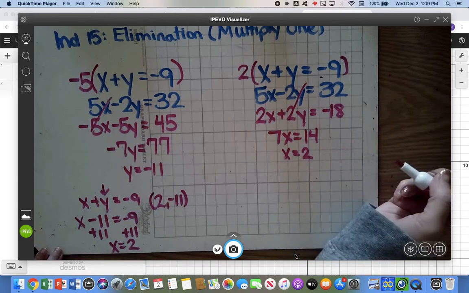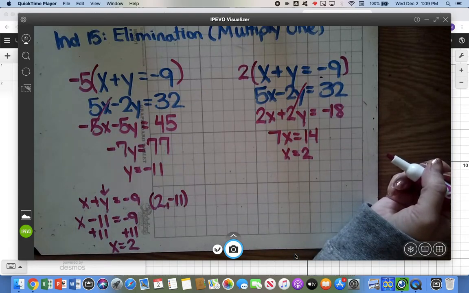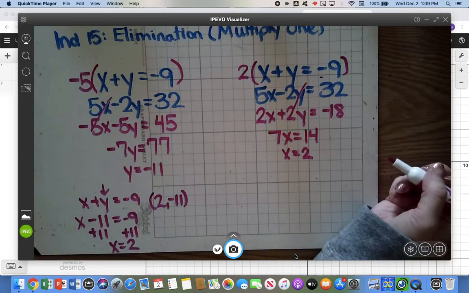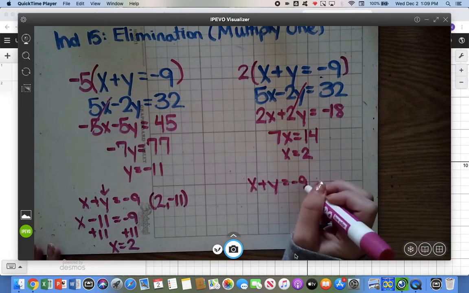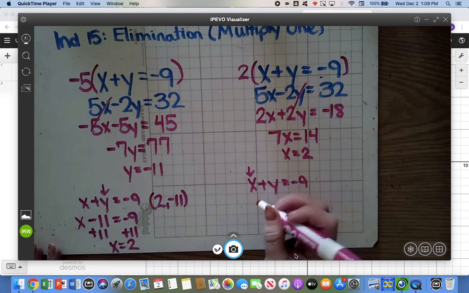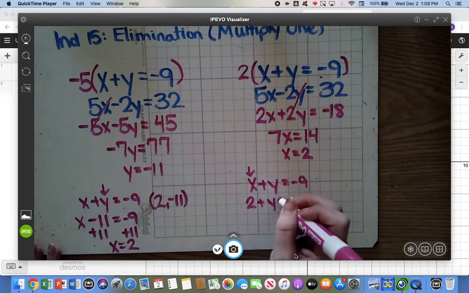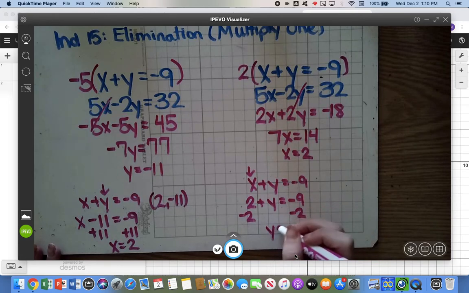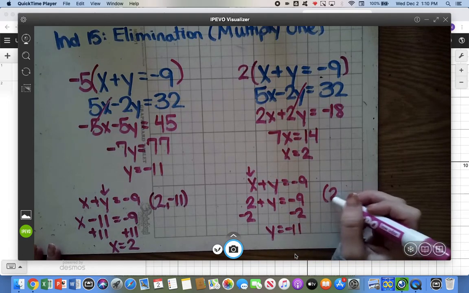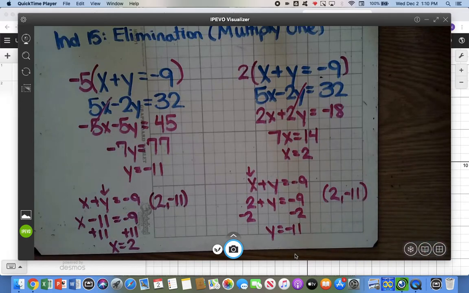So it doesn't matter which variable you solve for first, just whenever you go to plug it back in, make sure you plug it in for the right number. So it's going to go in here. 2 plus y equals negative 9. Subtract your 2, and you get y equals negative 11. You get the exact same result.